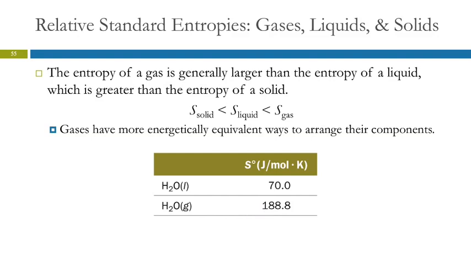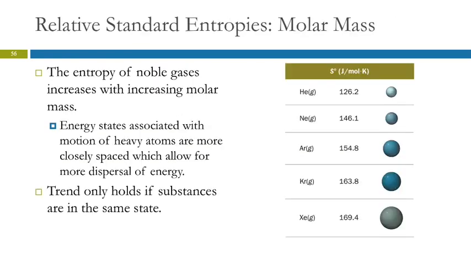Any questions? Molar mass is going to affect this. If we look at noble gases, helium down to xenon, they're getting larger. They're larger in physical size, also larger in mass. And if we compare their standard entropies, we see that the entropy increases with increasing molar mass.